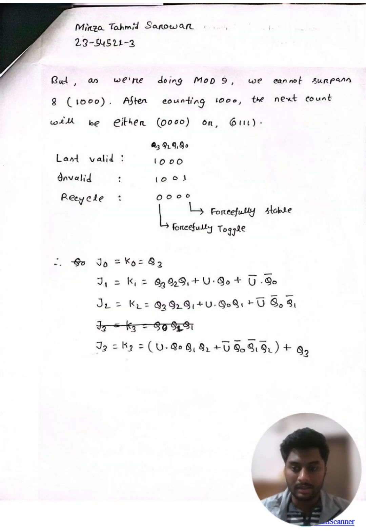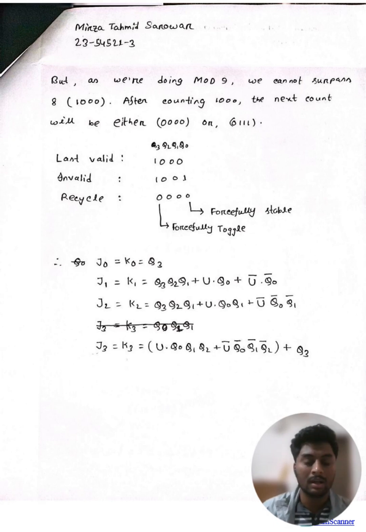So I derived the logic equations to clearly define how the counter changes its state, and these equations express the relationship between the current states of the 4-bit synchronous up-down counter and the next state after the clock pulse. Here we can see that the last valid state for our case was 1000, which means 8, and then the invalid one will be the next one, which is 9, and the binary representation for that number is 1001. So that is invalid, and the recycle one will be 0000. So this is our recycle state.